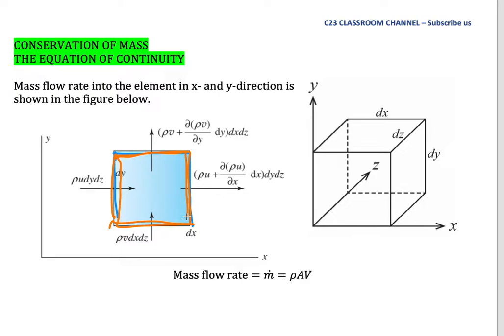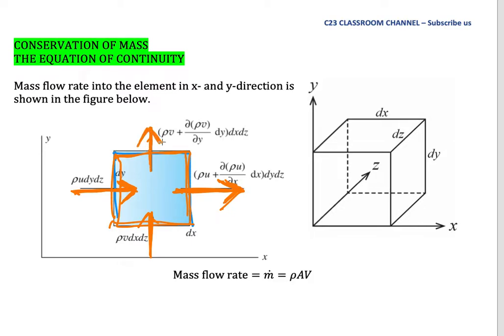Because we have two directions, let's talk about the two-dimensional case first. We need to understand that the inlet for x must be equal to the outlet of x, and the inlet for y must be equal to the outlet of y here.